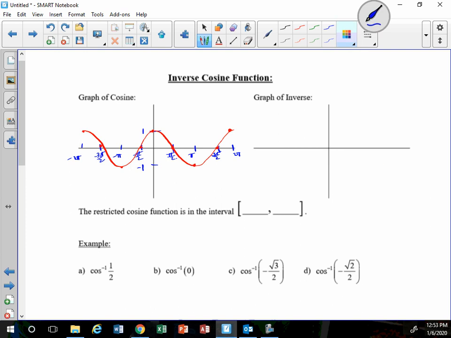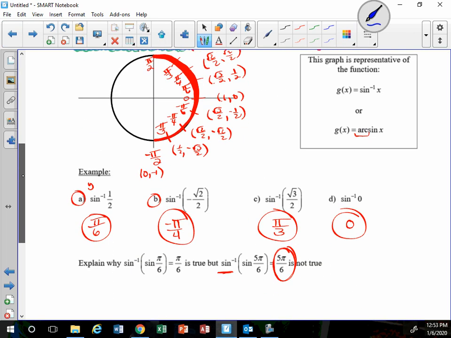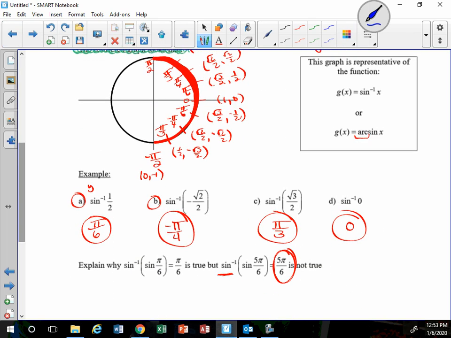There's the parent graph of cosine. Can you go over the examples one more time? Back to these, like A, B, C, and D. Yeah. Okay. So all you're doing, inverse sine of 1/2. You know sine is the y value, right? Out of these choices, where is the y value 1/2?